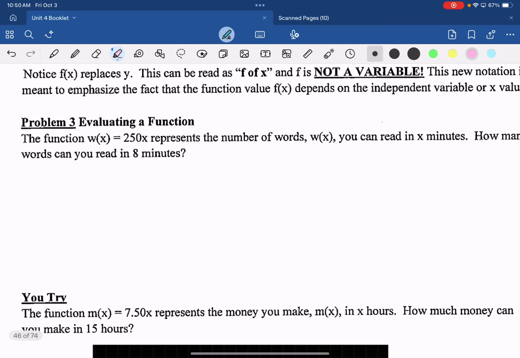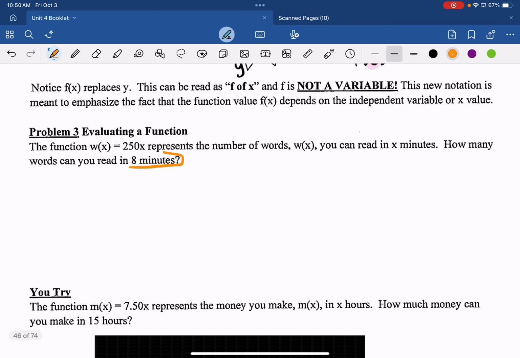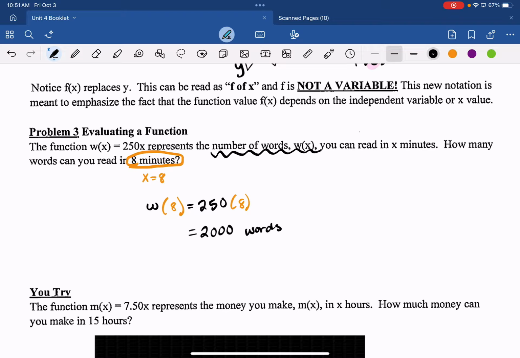So down here it says the function w of x is 250 times x represents the number of words w of x you can read in x minutes. How many words can you read in 8 minutes? So I'm giving you 8 minutes. I'm giving you x. So in function notation, we would replace my x with an 8. Okay, so this is saying w of 8, and I would plug in my 8 for x. Okay? Then we would solve this, and we would get 2,000, don't forget your units, words. Okay, because that's what our w of x is talking about. Go ahead and try our next one.